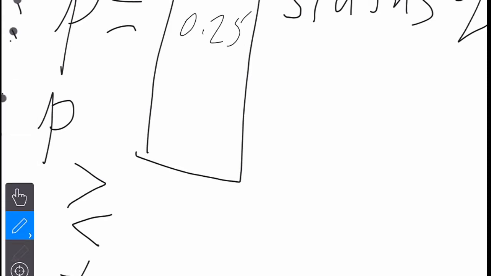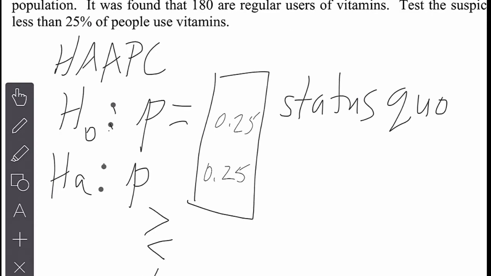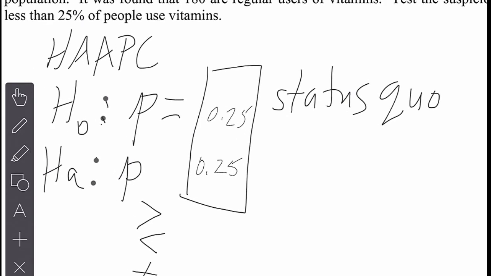And because I've put it in there, I have to also put it here. Let me explain what we've just done. What I'm saying is, we currently believe that 25% of people use vitamins. That's the status quo.